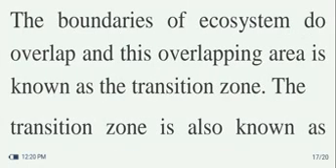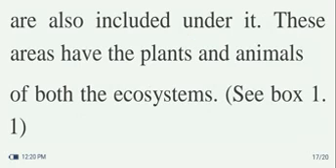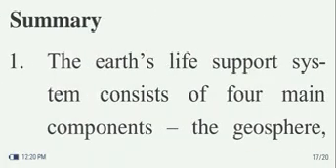The boundaries of ecosystems do overlap, and this overlapping area is known as the transition zone. The transition zone is also called an ecotone. It can be wide or narrow. The tropical rainforest and savanna along with the grasslands are also included under it. These areas have the plants and animals of both the ecosystems.